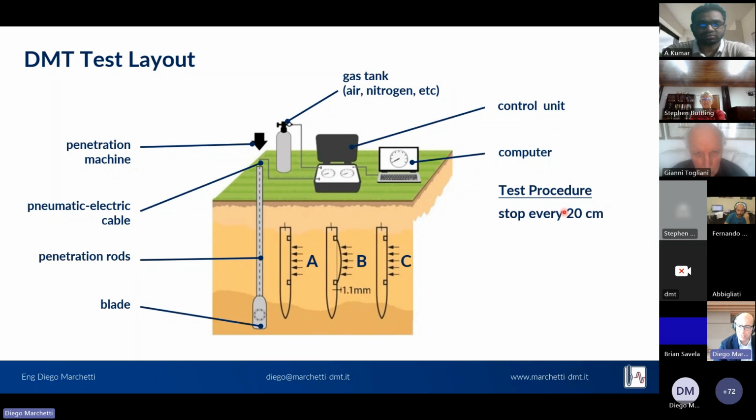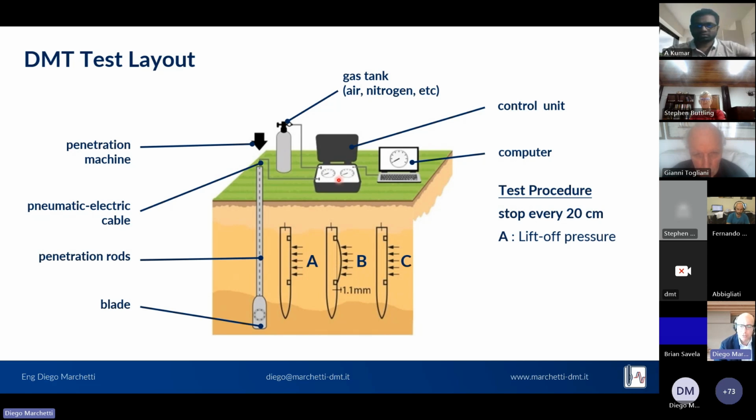Now, the test procedure consists in starting from ground level and pushing every 20 centimeters and stopping. Initially, the circular membrane of the blade will be flat against the blade due to the total horizontal stress of the soil acting on the membrane. The operator will inflate the gas that will travel into the pneumatic electric cable and inflate the gas from the inside of the membrane. When the pressure will be in equilibrium, the first pressure reading A will be taken, which is called also the lift-off pressure, because the membrane lifts off from the plane behind it.